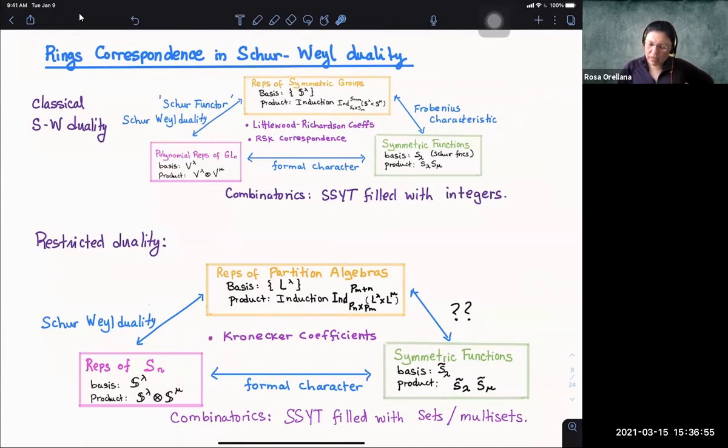So for instance, it is still not very clear what this correspondence is. And we started to think about the RSK correspondence, to try to understand how the representations would help us find a way to understand these coefficients better, because you can use the RSK correspondence to understand the Littlewood-Richardson coefficients.